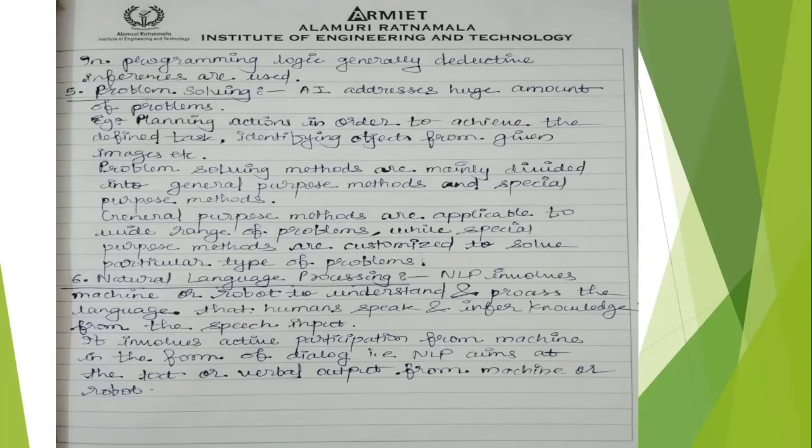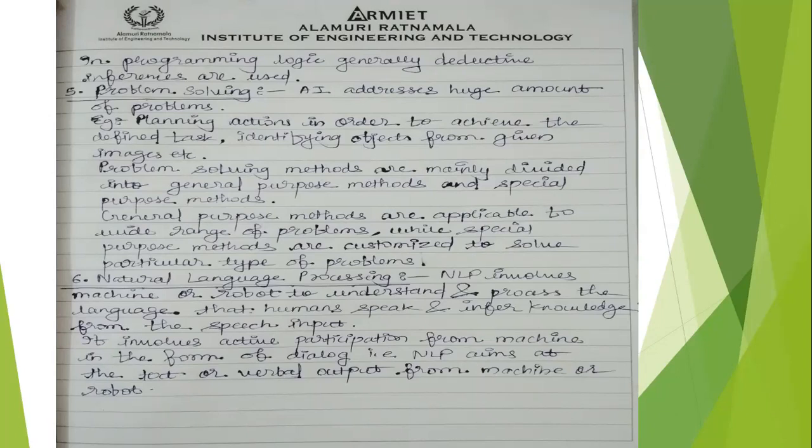Identifying objects from given images. Now images are given as input to the machine. So what are the objects? What is not? What is background? To identify and to differentiate between object and background, some algorithms are run in the machine and it identifies objects from the images.